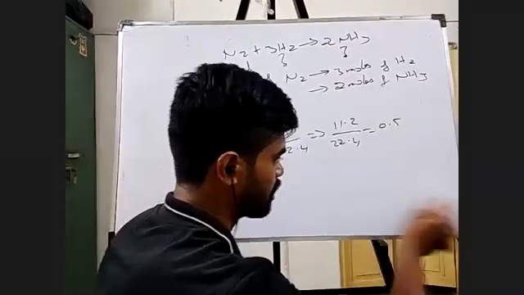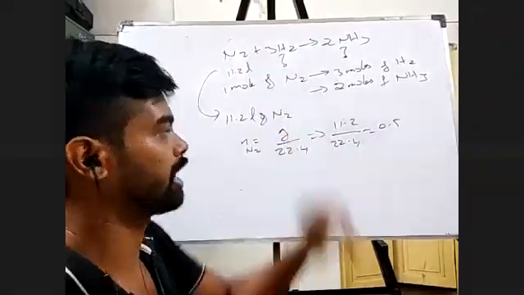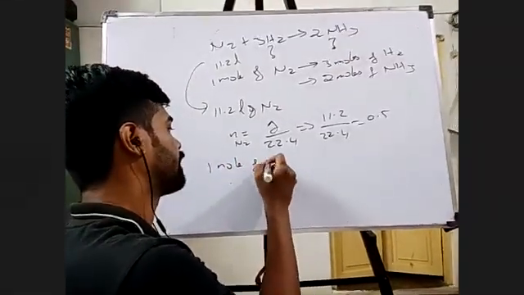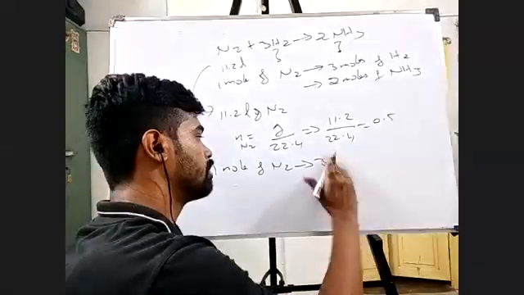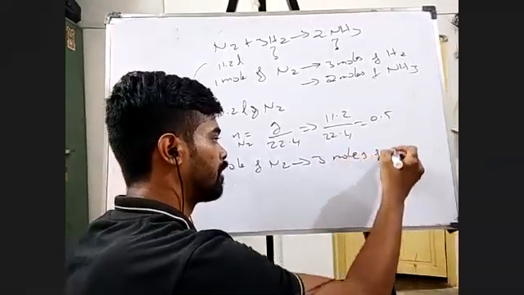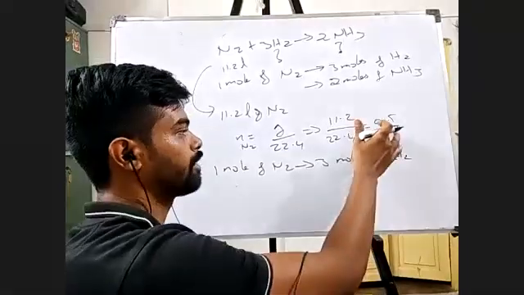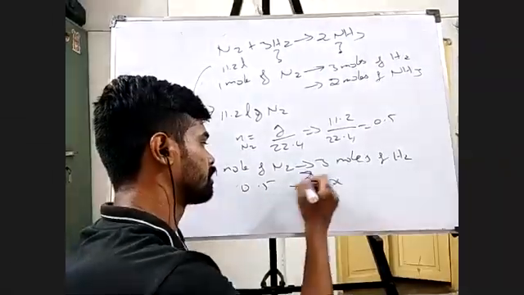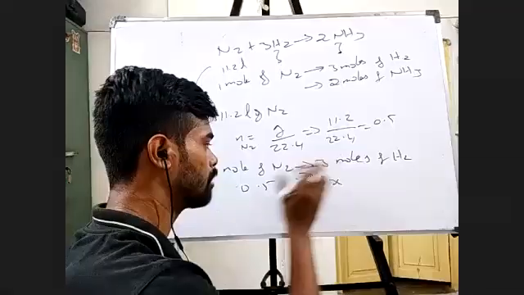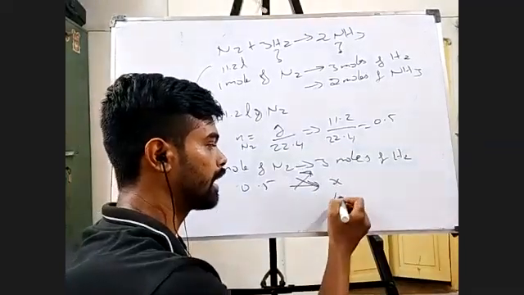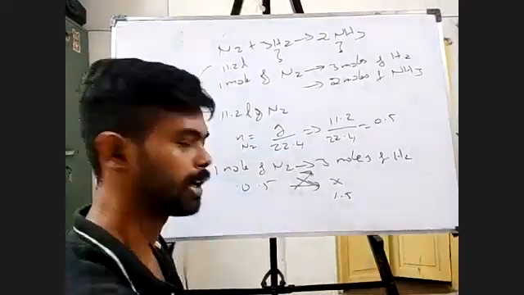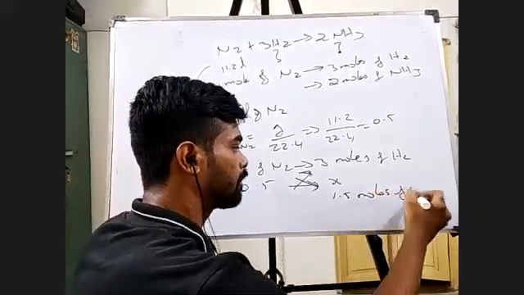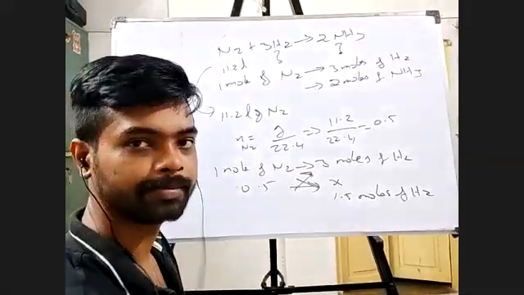Now I'll go for the stoichiometry. First I'll connect N2 with H2, then we'll see what happens. From this, I write 1 mole of N2 requires 3 moles of H2. Now, I have 0.5 moles of N2, which will require X. So 1 mole requires 3 moles, so half a mole will require 1.5 moles, or you can cross multiply and find out. So I found that 1.5 moles of H2 is going to be there.